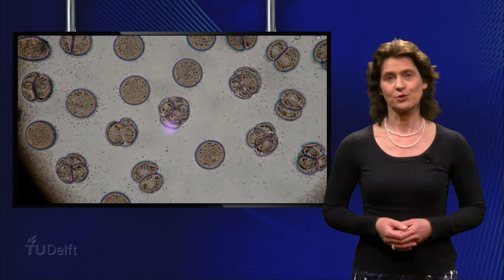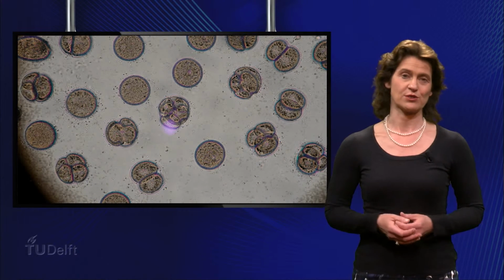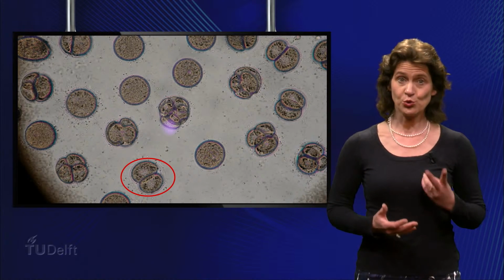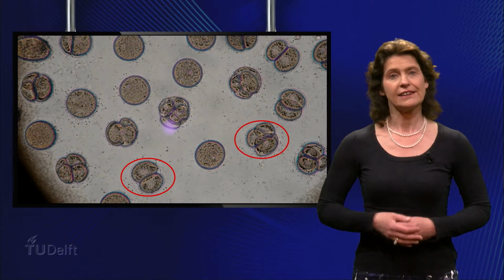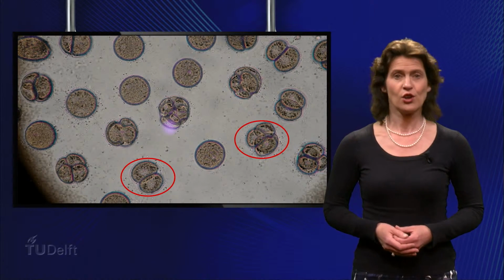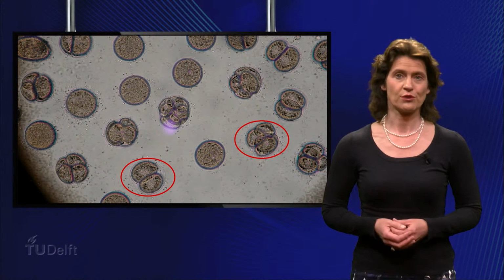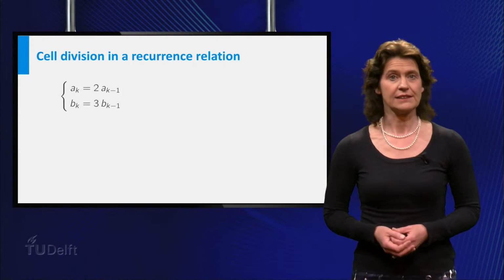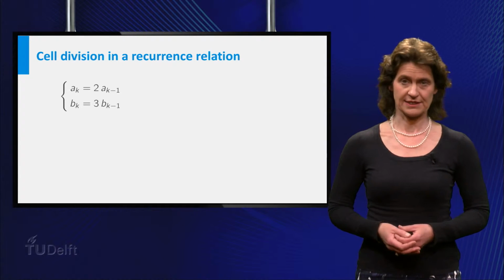Suppose you are studying the rate of growth of two types of cells. Suppose you know that the first cell type splits into 2 new cells every day and the other type splits into 3 new cells every day. You want to compute the total number of cells after 20 days. Mathematically, the cell division looks like this.